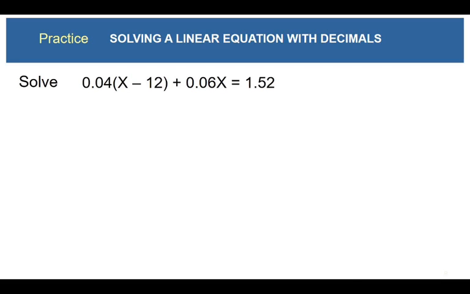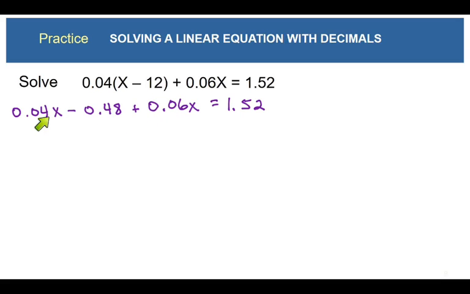Now here's an example for us with decimals. So you might want a calculator just to make your work a little easier. I know when we work with decimals we find it a little harder to do everything mentally, and so it might be handy for you to have a calculator. So let's distribute our 0.04. That'll give us 0.04x minus 0.48 plus 0.06x equals 1.52.